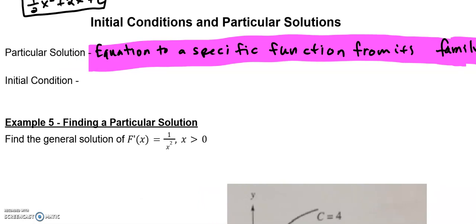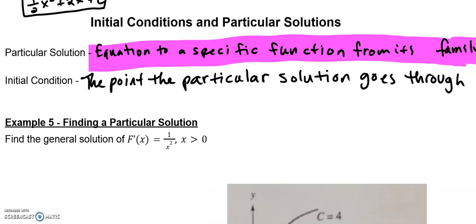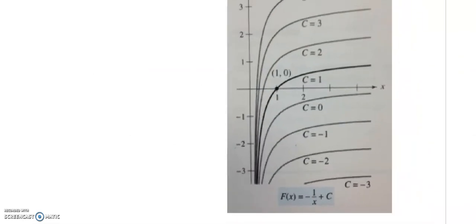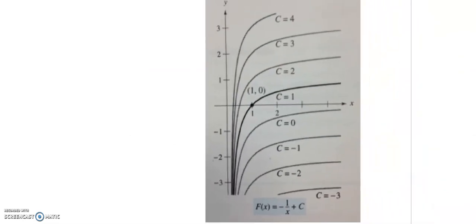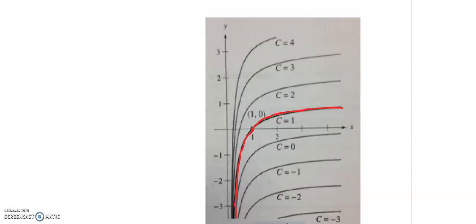And then initial conditions, a point that you want that solution, that graph to go through. Like we see down here, here's an example of a family of functions, but then we have this one point right there that we want our graph to go through, and that point is our particular initial condition. Well, the solution would be the equation. The point is the initial condition. So let's put that into practice.